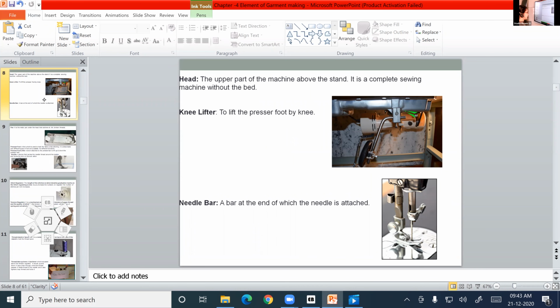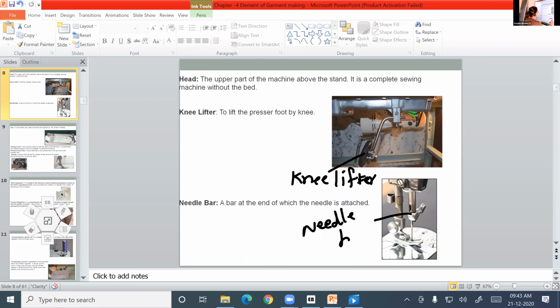And the knee lifter. This is the knee lifter. To lift in power machines, a knee lifter will be there. So in industrial machines, we can lift the presser foot by using the knee. Okay. And the next one is the needle bar. This is the needle bar. That is a bar at the end of which the needle is attached. You can see the needle is attached to this bar. That is the needle bar.